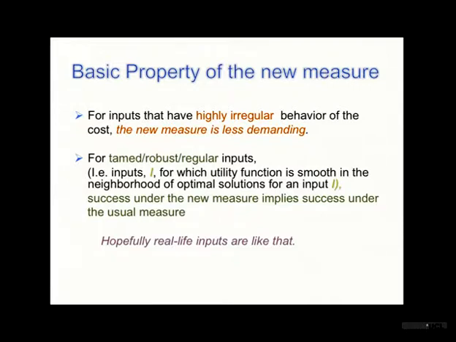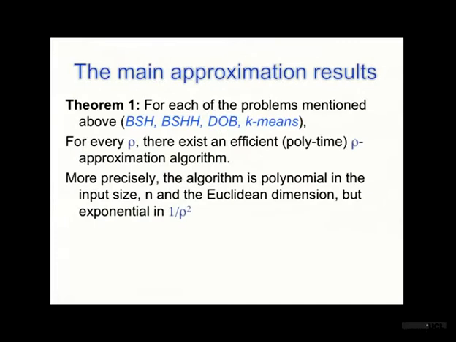And of course, hopefully, real-life instances that we care about are going to be robust. So in that respect, we're going to get to good solutions for that. Okay, so the main result that we get is that for all of those problems, so this is just the problems I was talking about, best separating hyperplane, best separating homogeneous hyperplane.